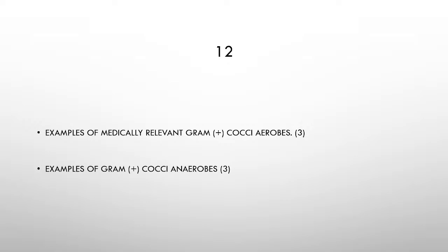Anyway, examples of medically relevant gram-positive aerobes. Okay, gram-positive cocci aerobes. These are the things that we're going to talk about in our next lecture. Medically relevant gram-positive cocci aerobes. Okay, there are three that we're going to be discussing.